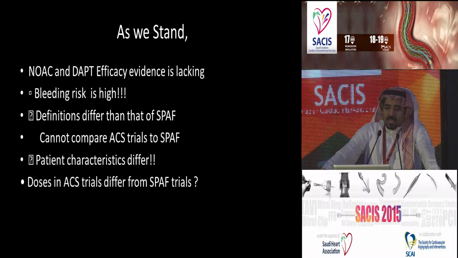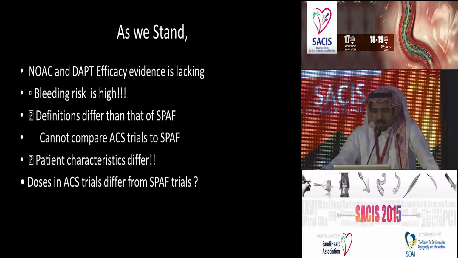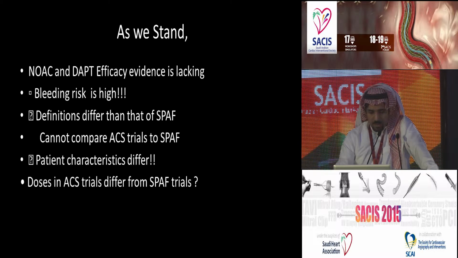Bleeding risk is high. Definitions differ if you look at the AFib trial versus the ACS trial. Patient characteristics are also different. Doses in the ACS trial differ, as I mentioned before.